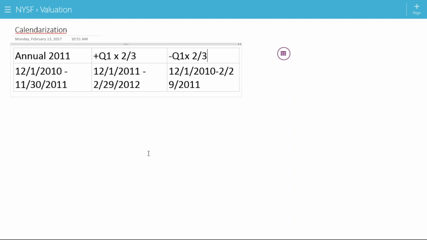So we do that with Costco. We have to count the days. Count how many days are in the quarter, and then count how many days you don't want. That's the right way to do it.